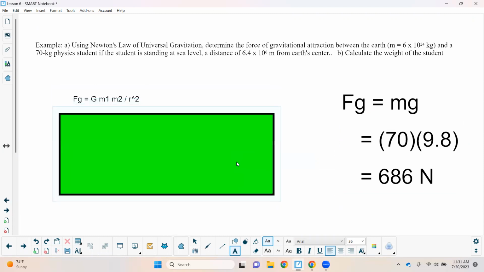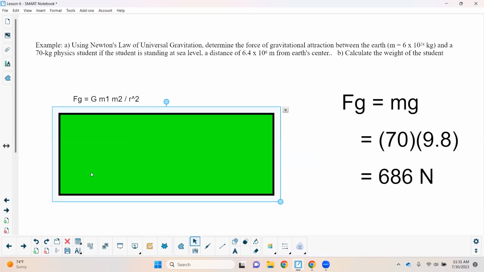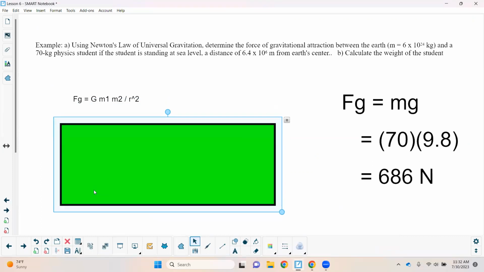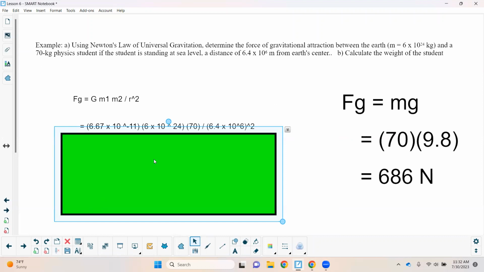So let's look at the equation here again. Fg equals big G m1 m2 over r squared. I've already typed in some of this stuff to make it go a little quicker. So I'm going to plug in the universal constant, plug in the masses that are involved, and then plug in the separation between those two masses and square it.